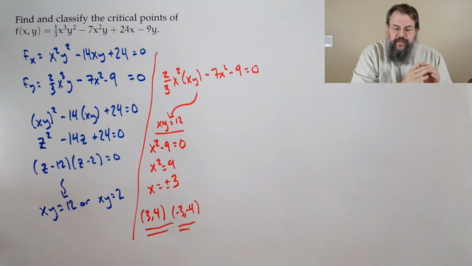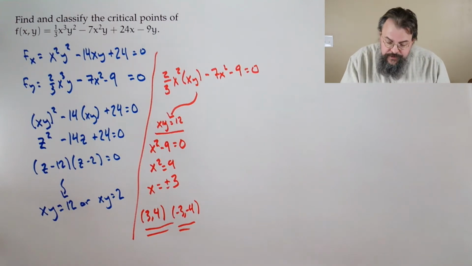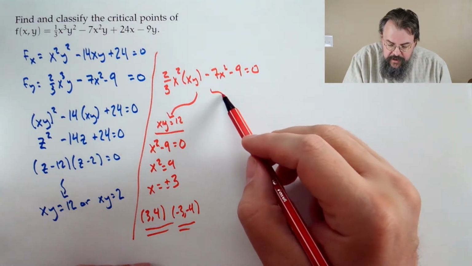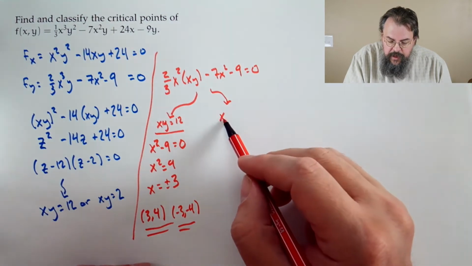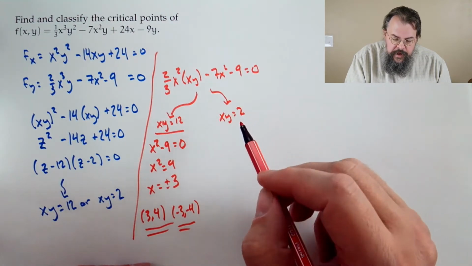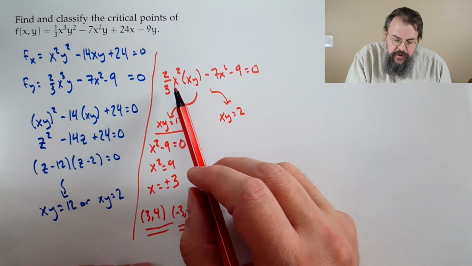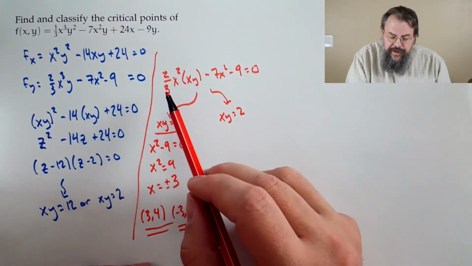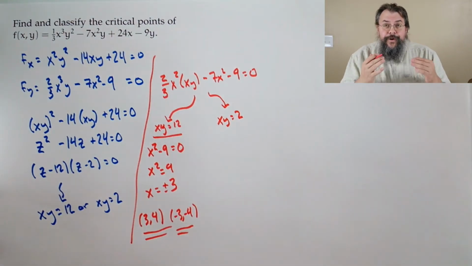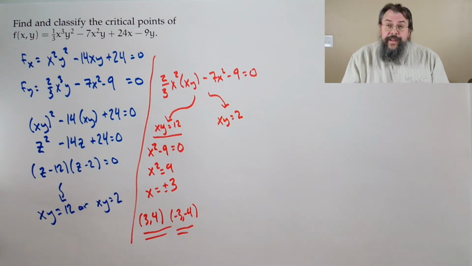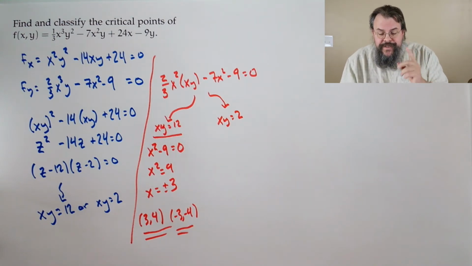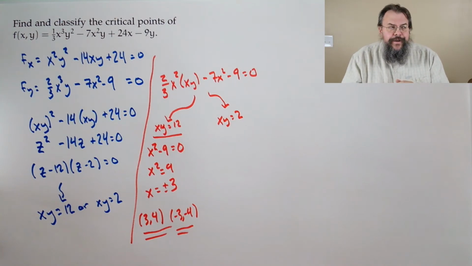Now, what about the xy equals 2? Well, let's do it again. So if xy equals 2, what happens? Well, again, this becomes 2 times 2/3 is 4/3. So you have 4/3 x squared. Then we're going to subtract 7x squared. All right, well, 4/3 subtract 7.